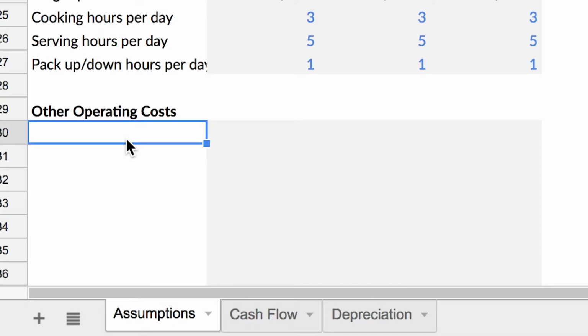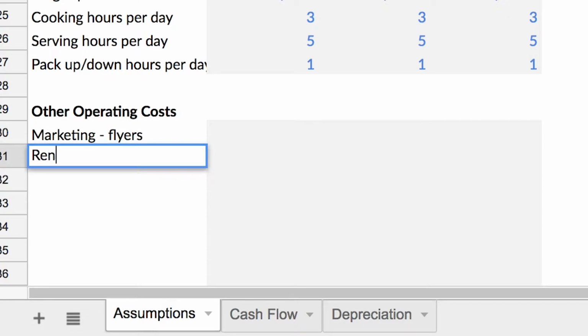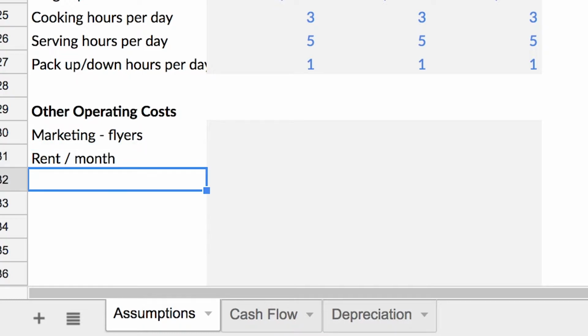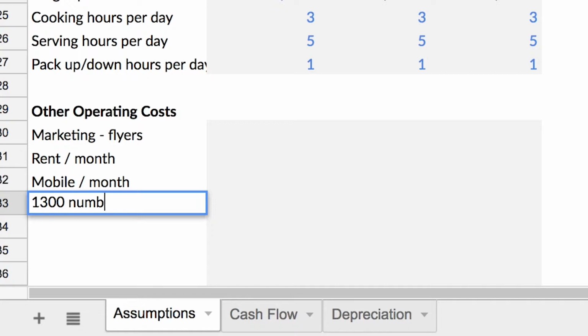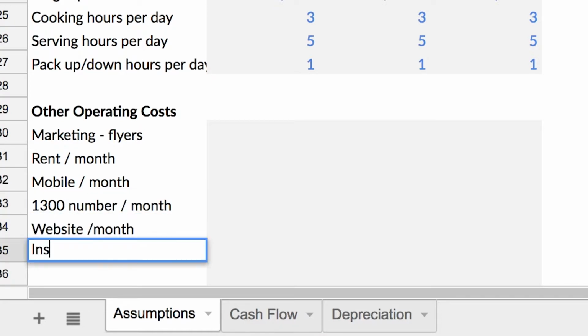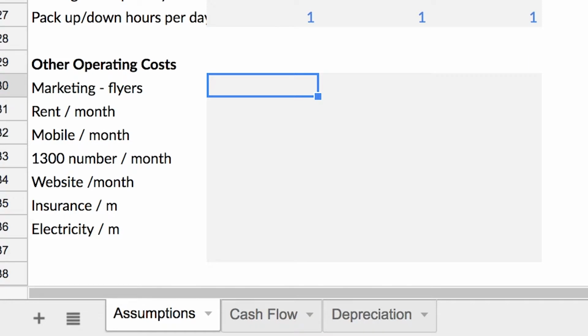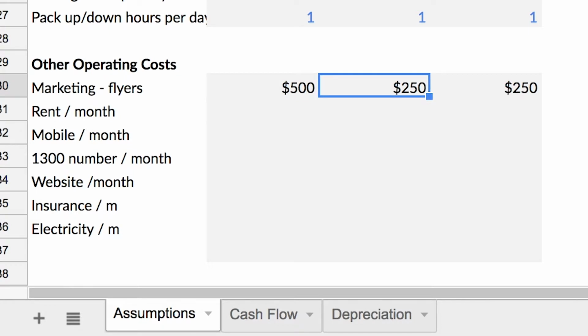Let's go back, and when we think about all the other operating costs we've got, let's just jot them all down. So we're going to have some marketing costs. We know we want to print some flyers. Let's think about rent. We know we've got to pay rent per month because that's how we pay our rent. Mobile phone plans are also charged on a monthly basis. We might decide we want to have a 1300 number. We're probably going to want a website, insurance. Let's assume we've done all of our research and we've understood that it's going to cost us $500 in year one, $250 in year two, and another $215 in year three.